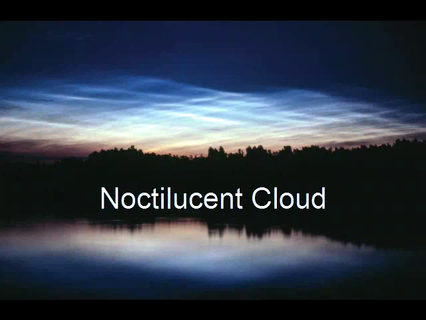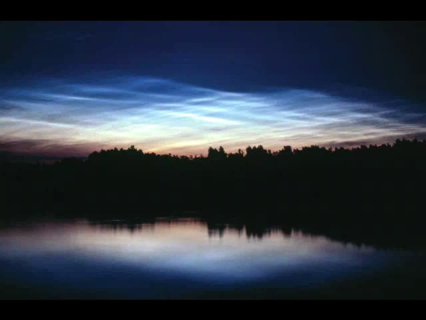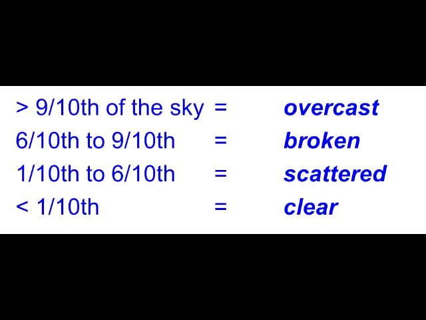Noctilucent clouds form in the cold summer polar mesosphere and are typically illuminated after sunset. They are most probably composed of ice crystals. The cloud coverage is usually expressed in terms of how many tenths of the sky are covered by clouds. If clouds cover more than 9/10 of the sky, it is called overcast.